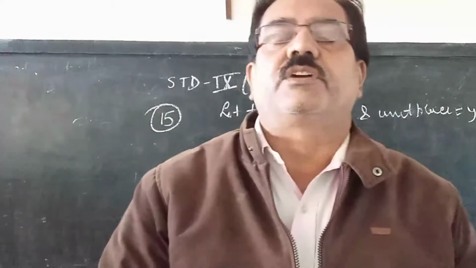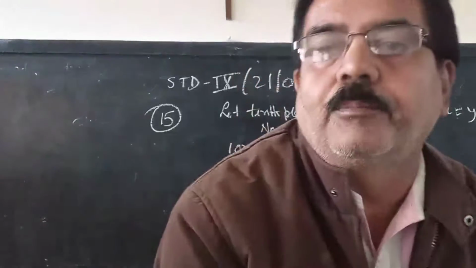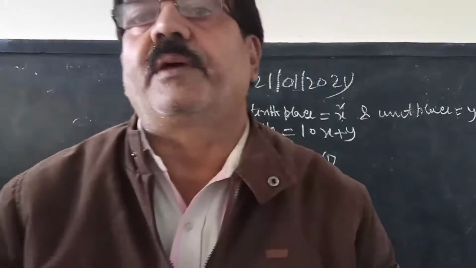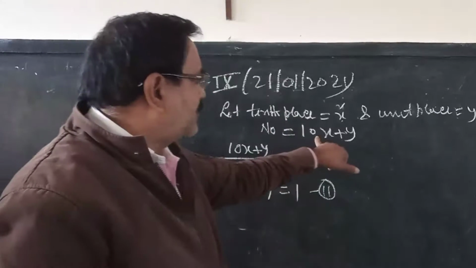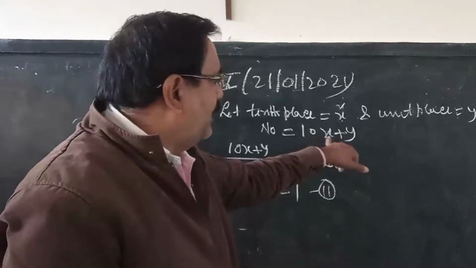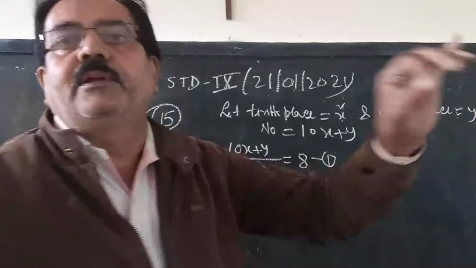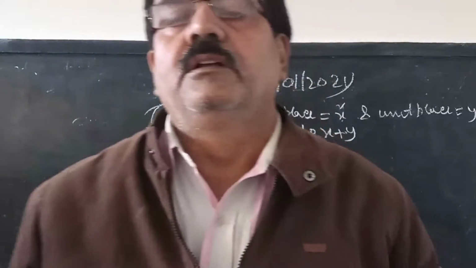From these two equations, we have to solve the problem and find the values of x and y. After finding the values of x and y, put the values of x and y here in the number, in 10x plus y, and that will be our number. Do you follow this one?